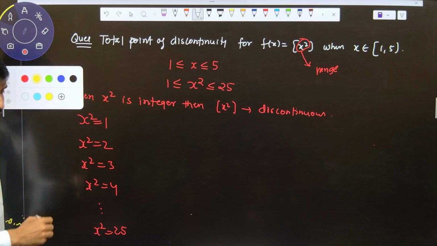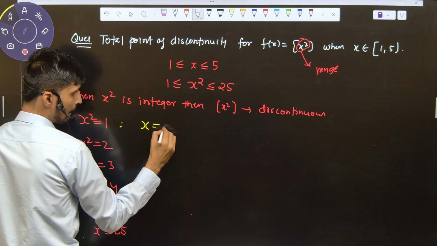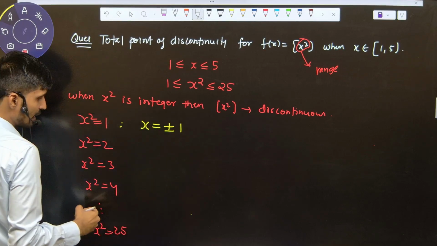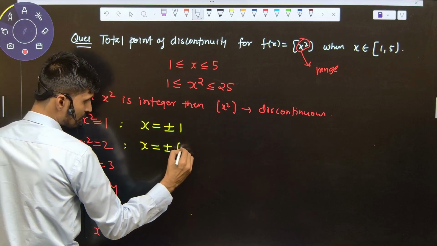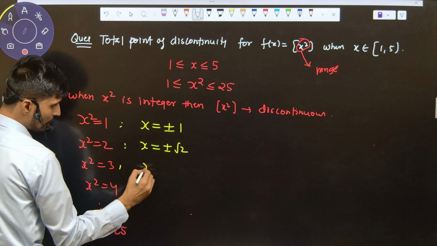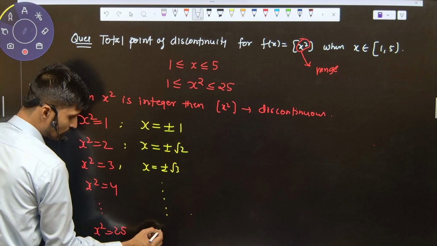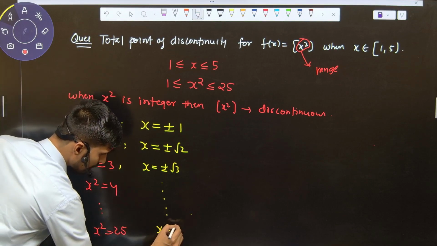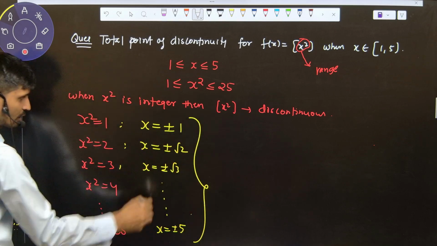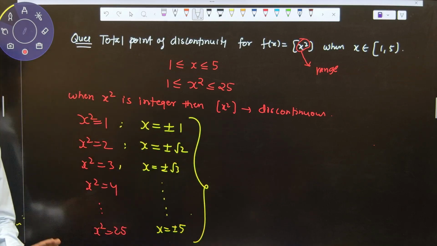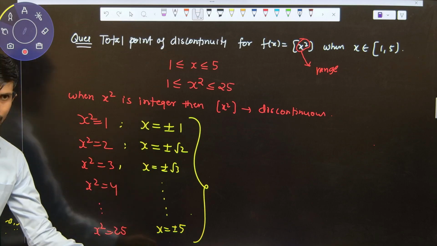Now I am ready to find the points of discontinuity. So when x square is equal to 1, what will be x? Plus minus 1. When x square is equal to 2, what will be x? Plus minus root 2. When x square is 3, what will be x? Plus minus root 3, and so on. What will be x? Plus or minus 5. Now can you tell me how many points are there in total? 1 to 25, for each we are getting 2. So total 50 we got.